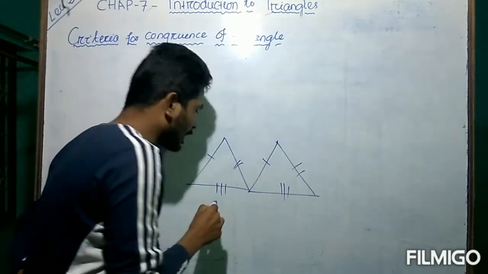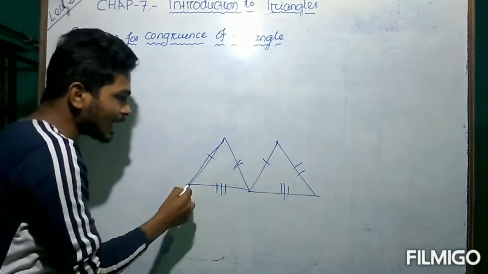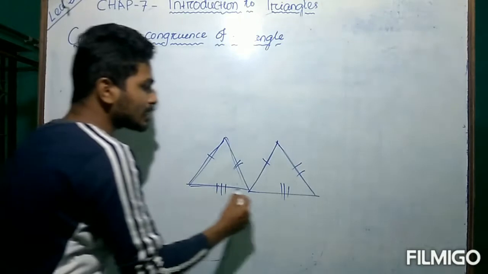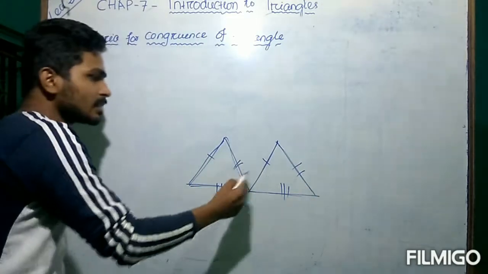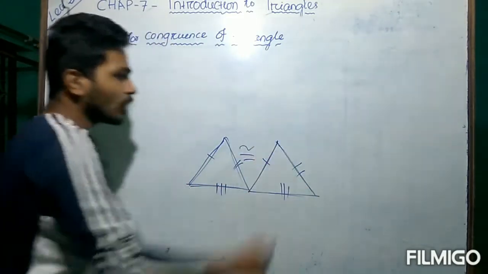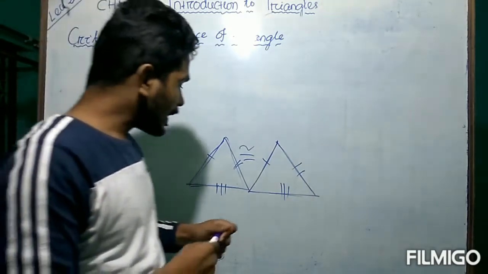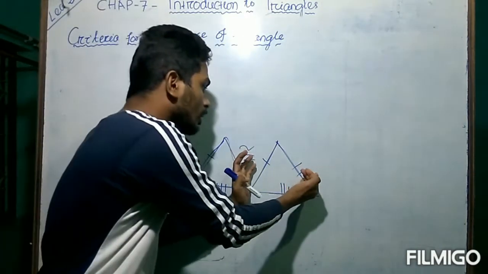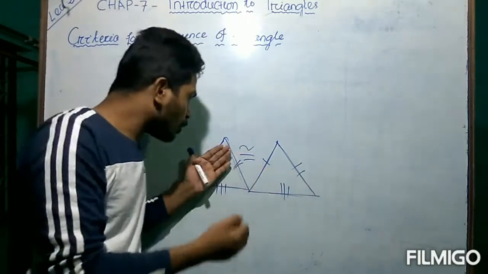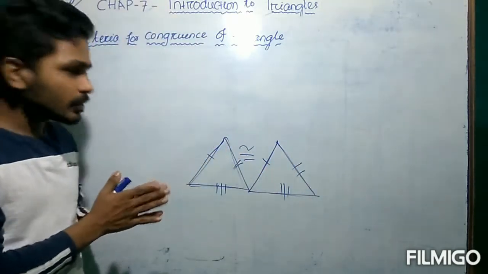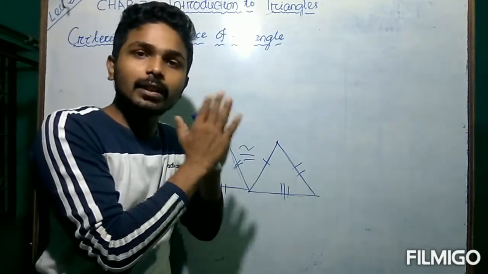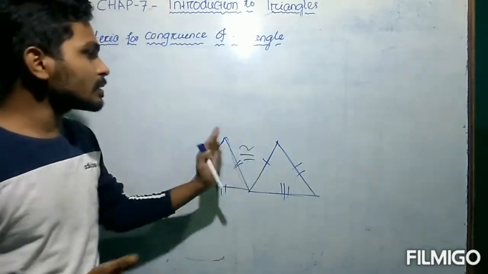Okay, it means this side is equal to this side, and this side is equal to this side. Hence these two triangles are said to be congruent. Another method of finding congruency is that you cut this triangle and put it over this triangle, so that this triangle completely covers the other triangle, and if it completely covers it, then these two triangles are said to be congruent.